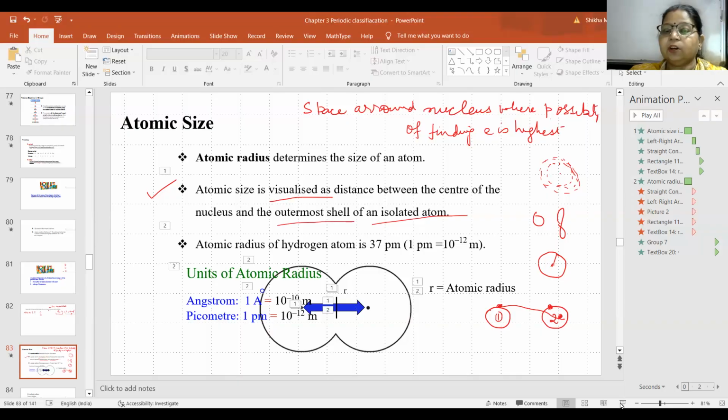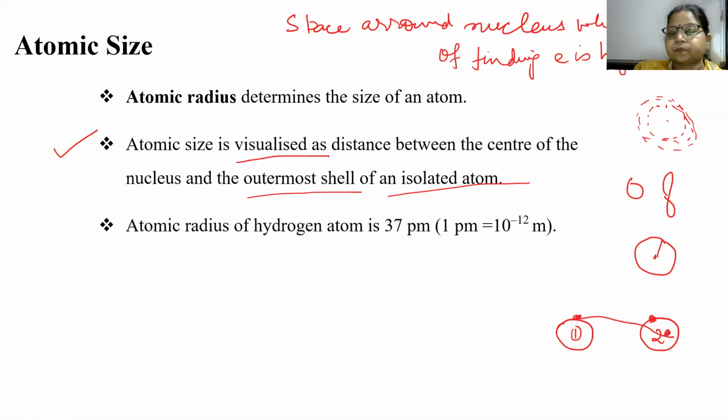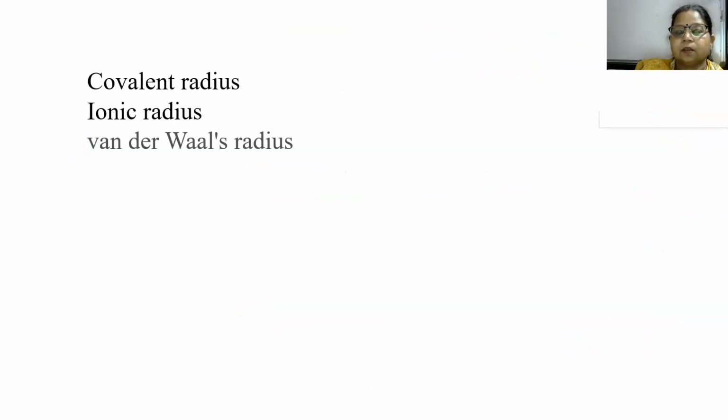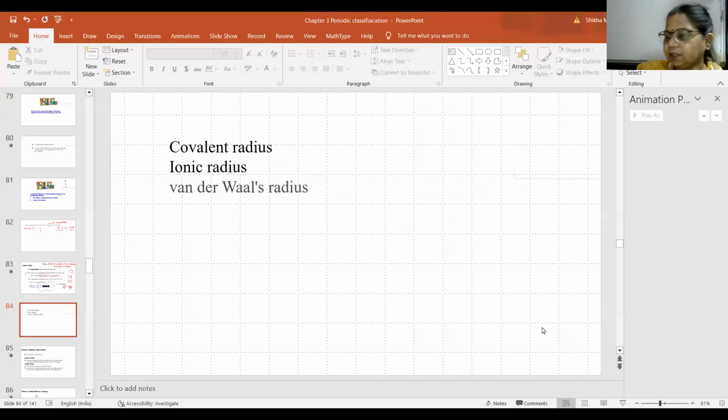In general, when we talk about atomic radius, we mean to say covalent radius, right? There are 3 types of radius which we will learn here. One is the covalent radius. Assuming this is the molecule of hydrogen, this distance is, let's say, r. So the covalent radius will be r by 2.